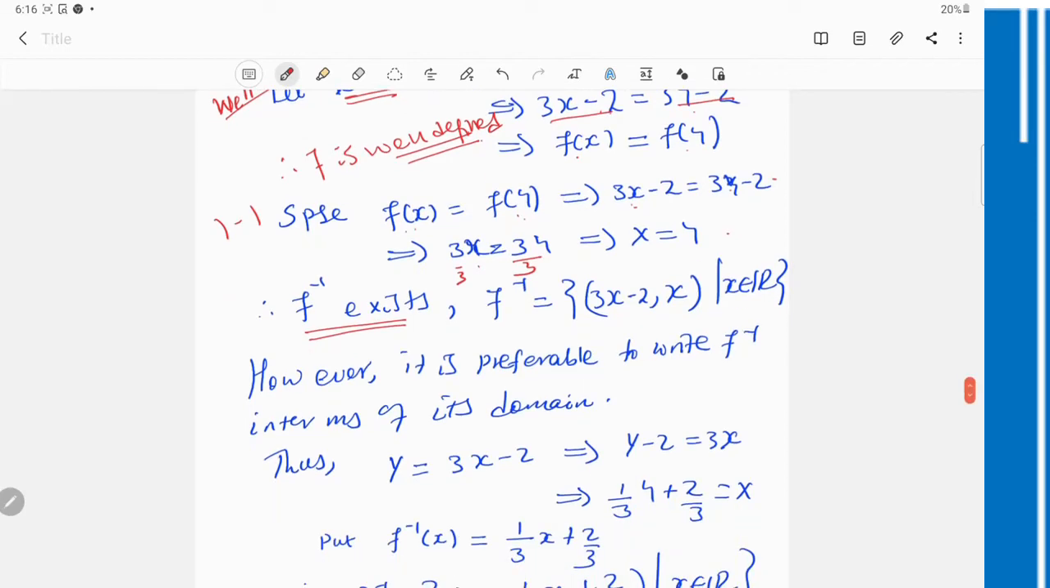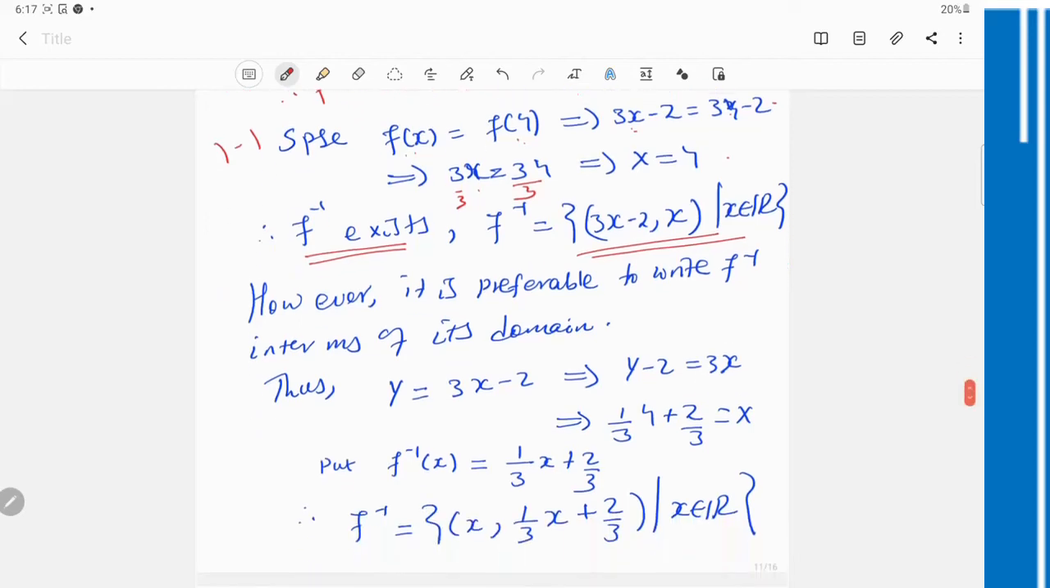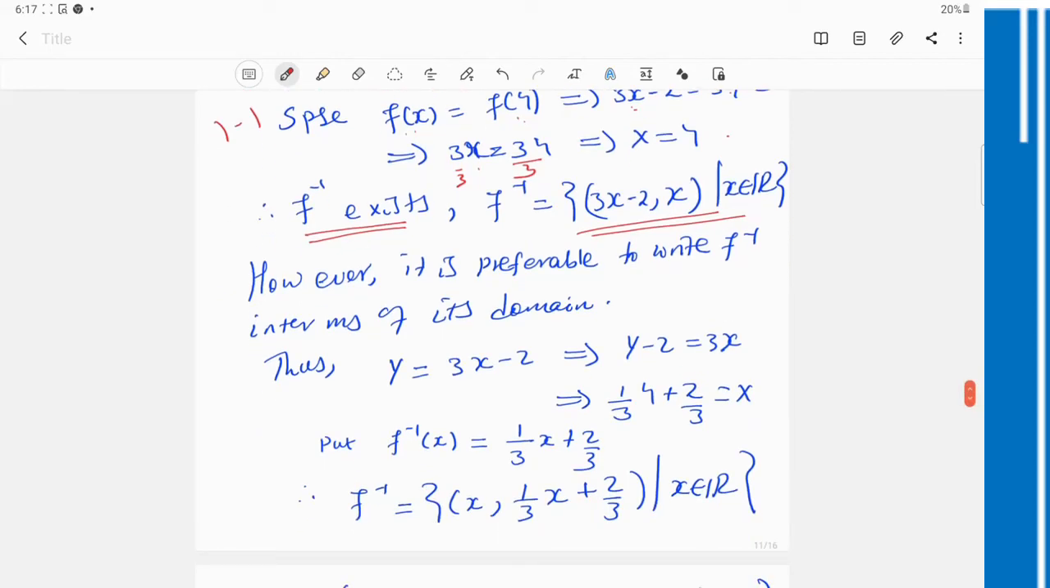So if the inverse of f exists, now we can find it. One way is to change the positions of x and y as you see like this. So this is one way of your solution. But it's advisable to write f inverse in terms of its domain. If f inverse is written like this, it doesn't mean that the domain of f inverse is x like this. It's not the domain. So we need to rewrite it.